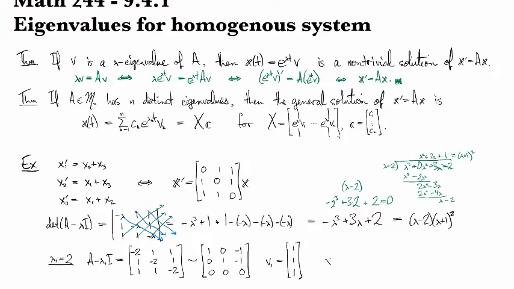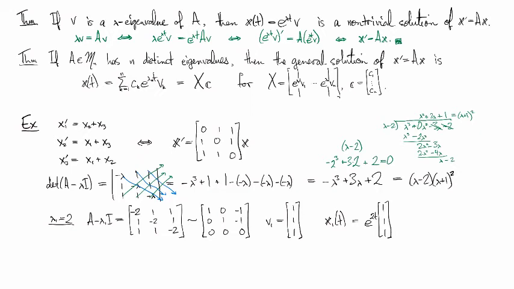So I have one solution, and that looks like e to the lambda t, with lambda equal to 2, so e to the 2t, times this vector right here. Okay, carrying right along.